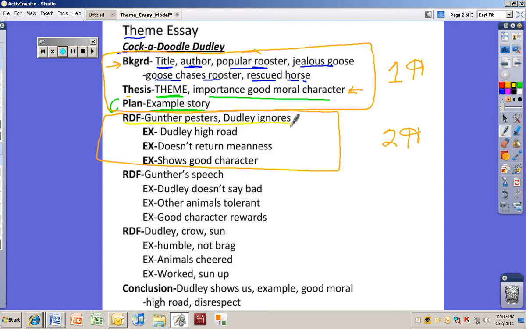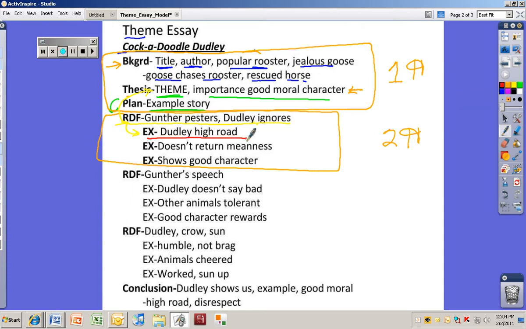And my first reason, in this case, that I think that's the theme, is that Gunther pesters Dudley and Dudley ignores him. That's my first reason that I think it's showing us how good of character Dudley has. Good moral character. And that's an example from the story. It's a reason that I believe that. Now my explanations are going to be explaining how Gunther pesters him and Dudley ignores him. Those are what color for the X's? Red. Good. Make sure I got the red going there.